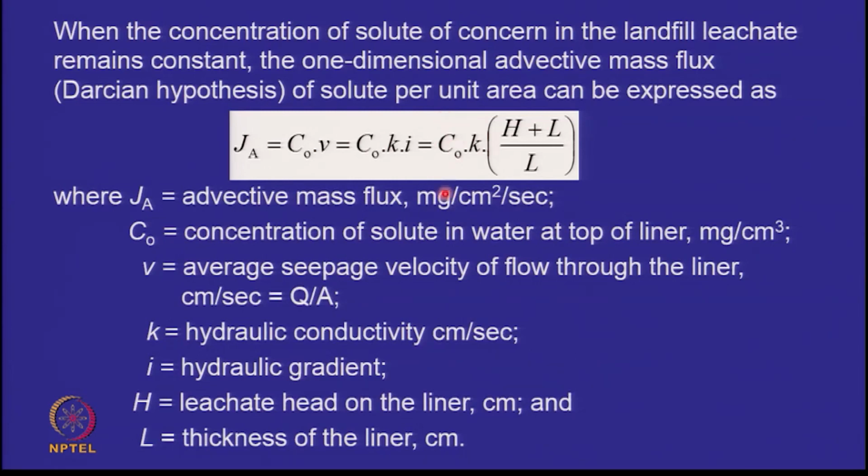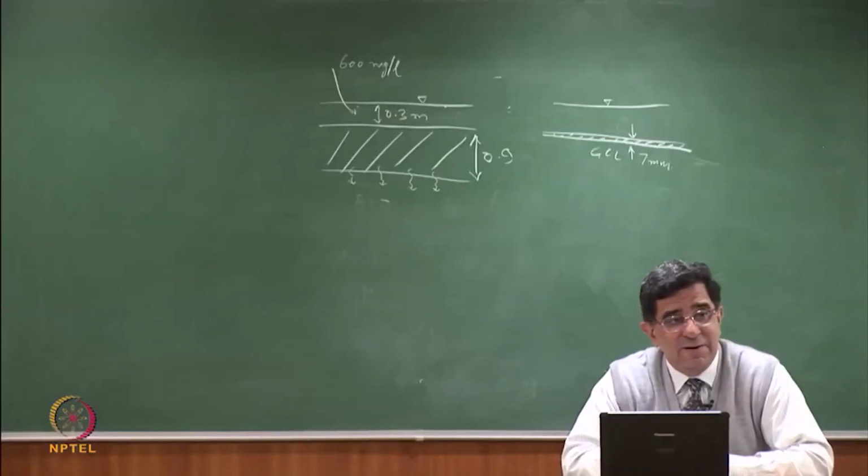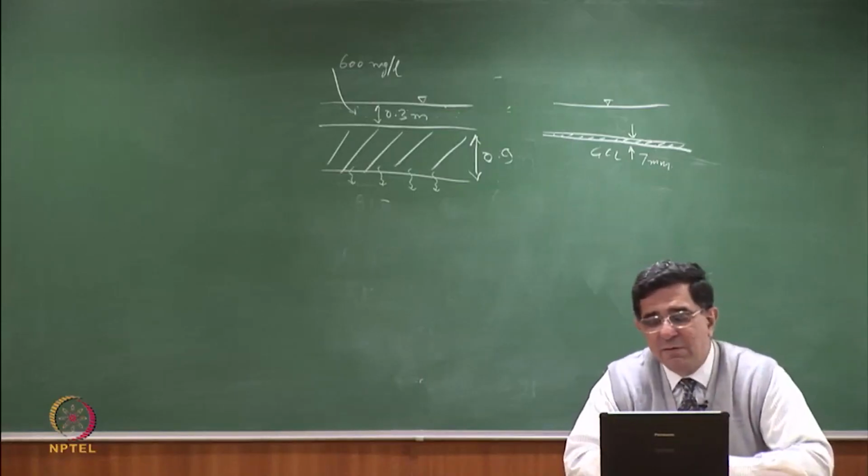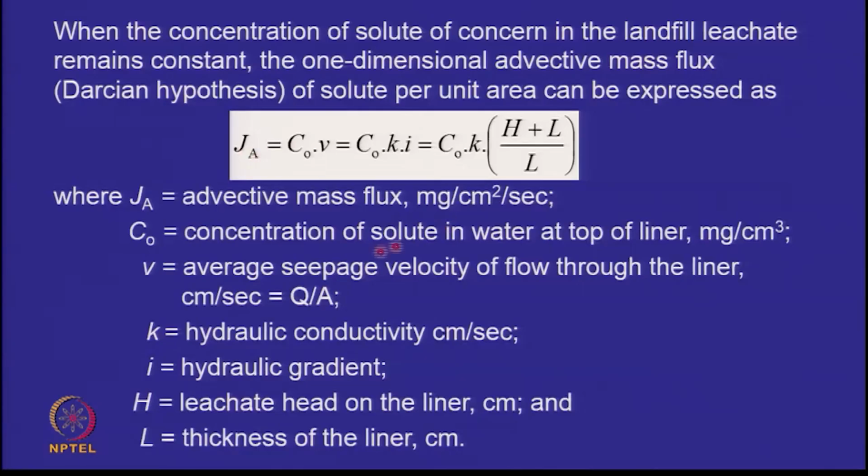And please be consistent with your units: milligram per centimeter square per second, milligram per centimeter cube. In our case, I have given you the value which is normally we use in the Indian standards in terms of milligram per liter, because that works out like parts per million. So using these concentrations, you can compute the Ja both in the compacted clay liner and in the GCL.